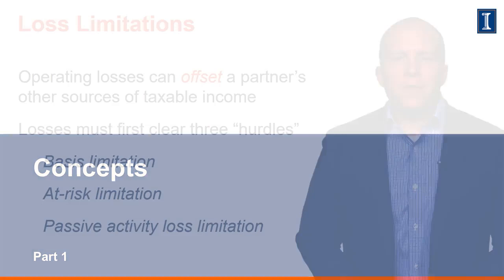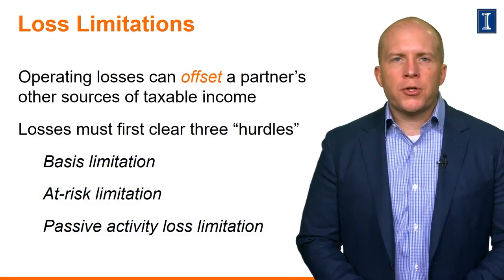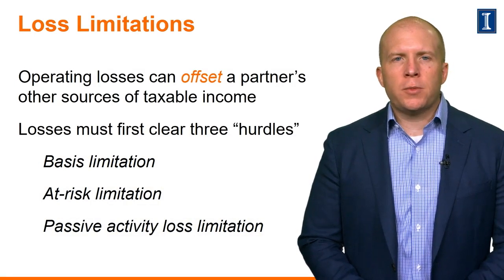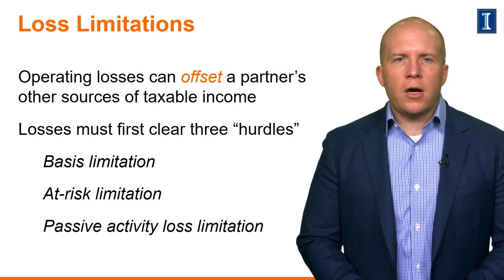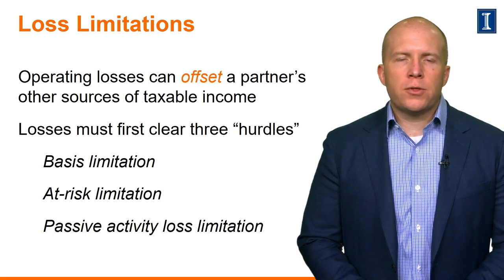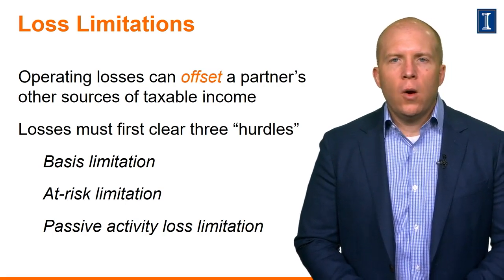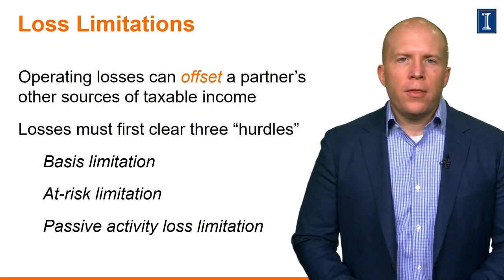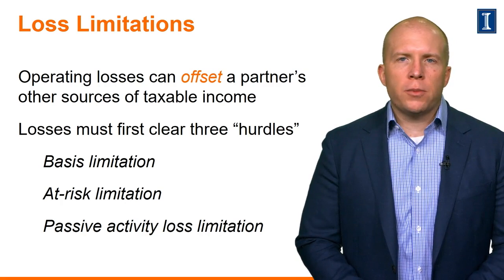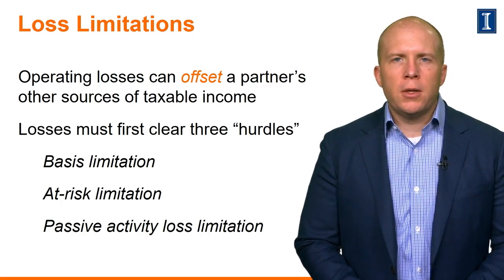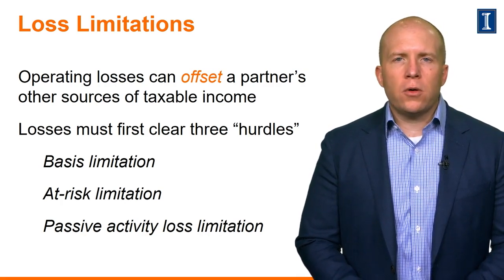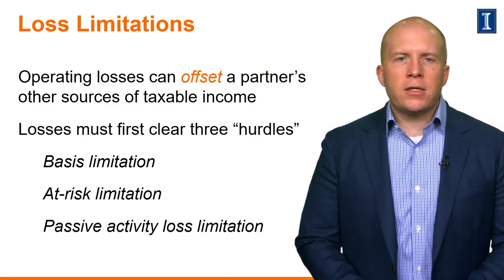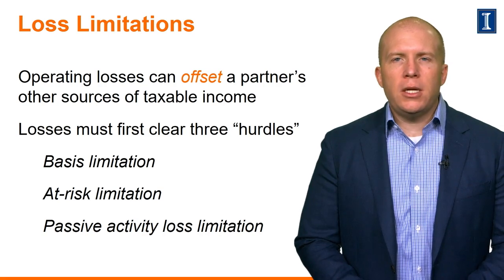Most partners have a profit-seeking motive when they invest capital in a partnership. However, when operating losses happen, they can be used to offset other sources of taxable income. Unlike capital character losses, which are of limited usefulness if taxpayers do not also have capital gains to offset, ordinary operating losses from partnerships are deductible from taxable income. Therefore, before Congress is willing to allow partnership losses to reduce a partner's taxable income, the losses must clear 3 separate hurdles or limitations: basis limitation, at-risk limitation, and passive activity loss limitation. Let's examine each limitation in turn.